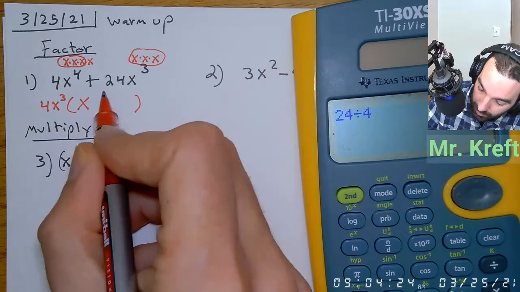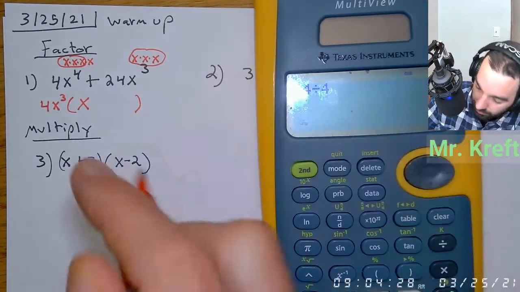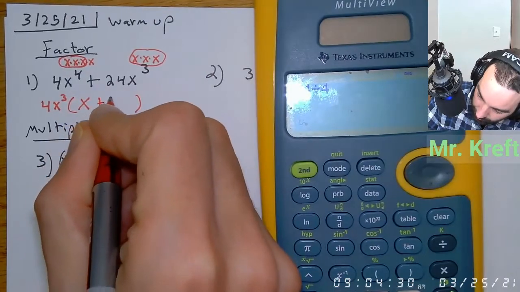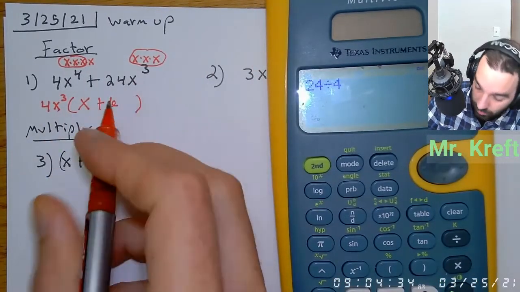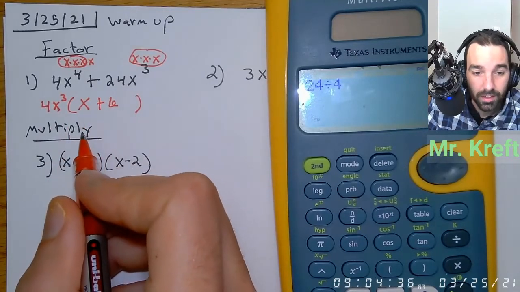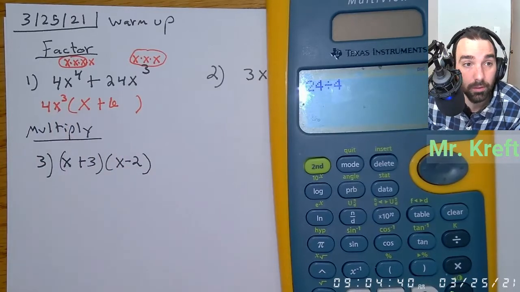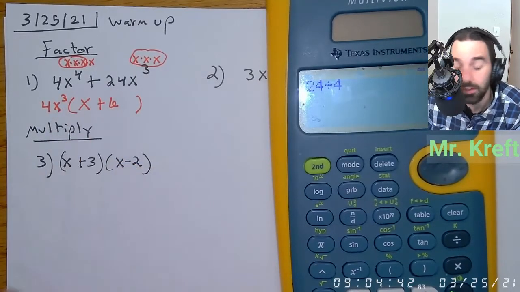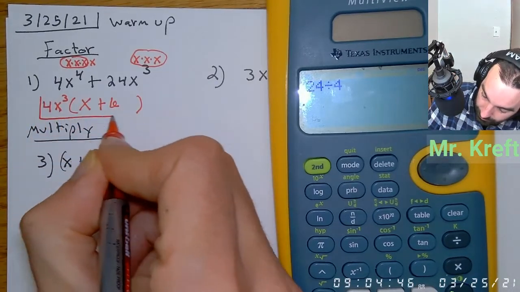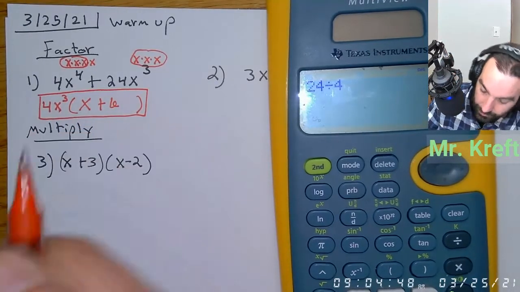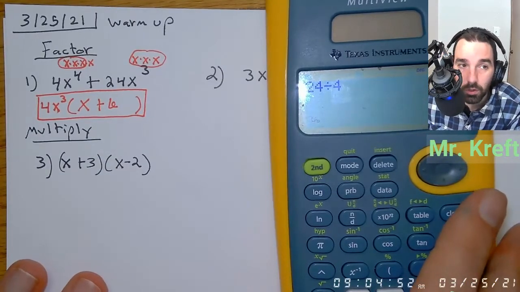And then 4 times what gives me 24? Well, I did that on my calculator. So it's 6. Okay, and then the x cubed is the same, so it's just x plus 6. Okay, and if you want to check your work, you can always just multiply that out to see if you get the original statement. So that's it. That's our answer. Okay, if you guys have questions, let me know.